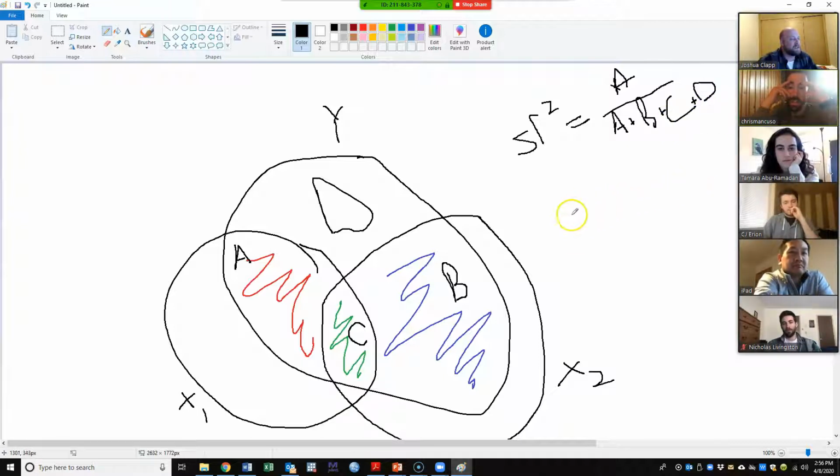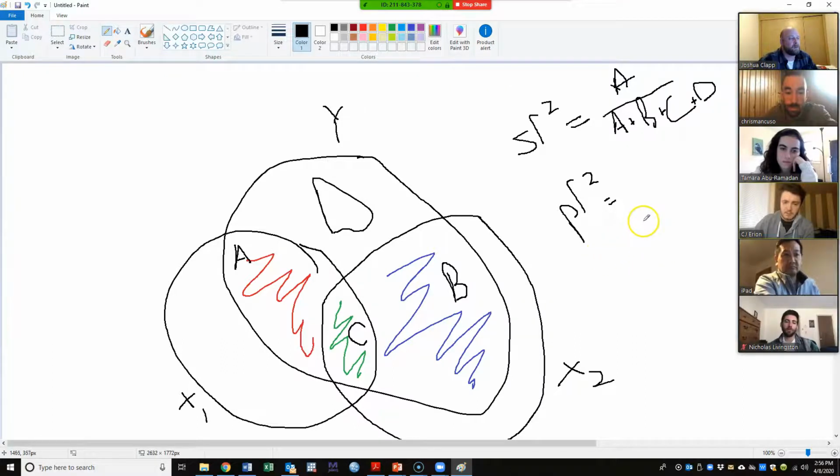And so this is what's nice about this squared semi-partial correlation. It's telling me, of the total variability in Y, what's unique to X1, right? And that's just this piece right here. But my partial correlation, what's my partial correlation for X1 capturing? A over what regions? Would it just be C, B, D?